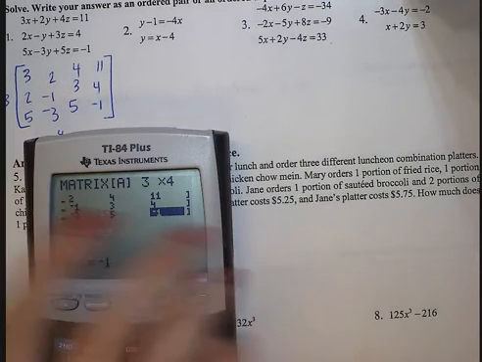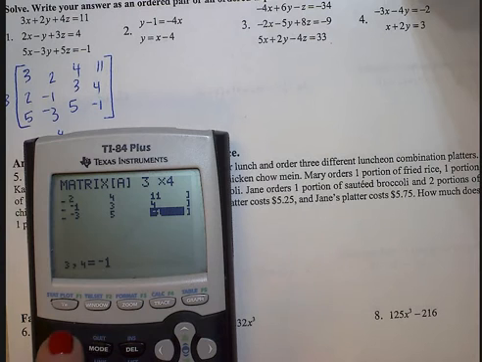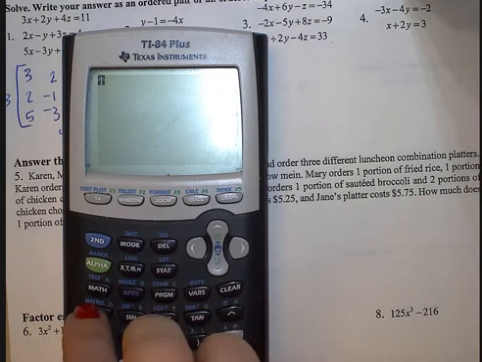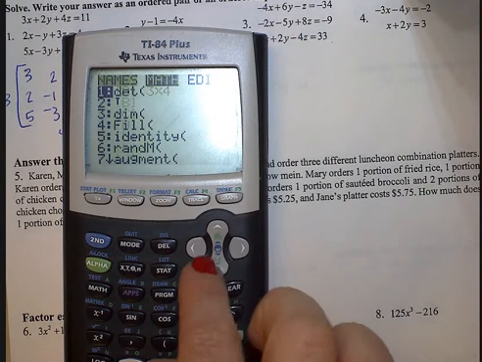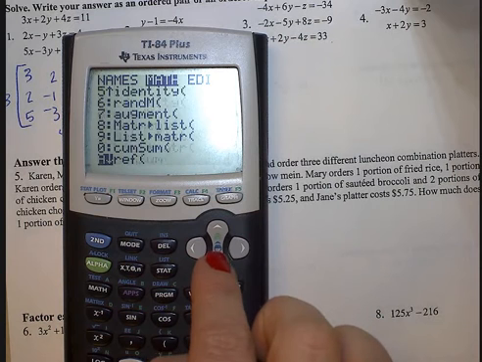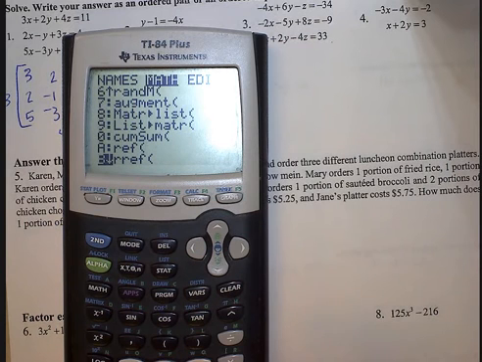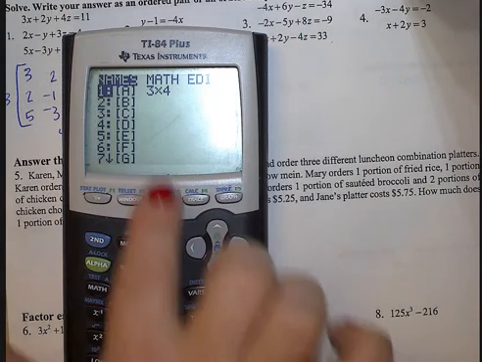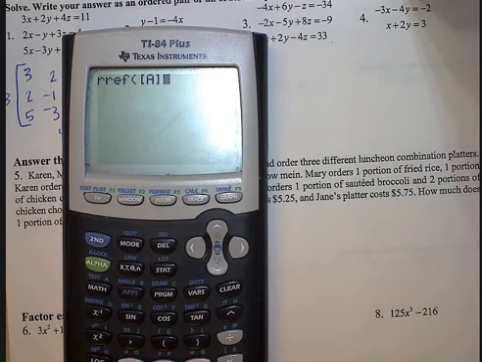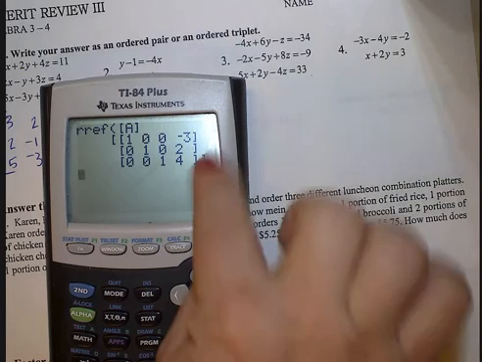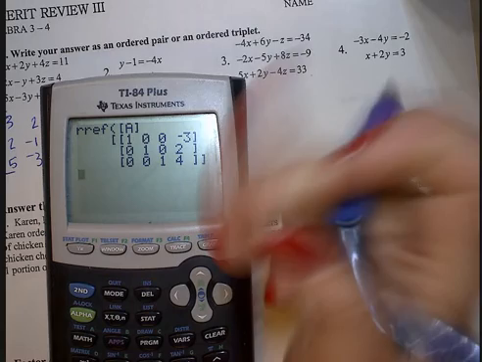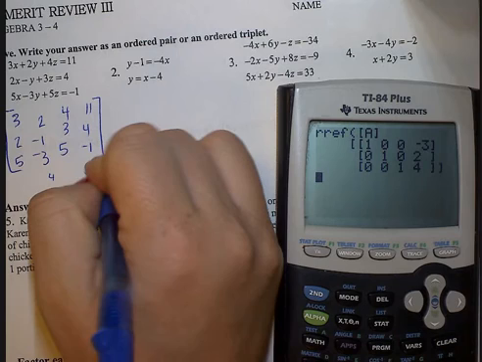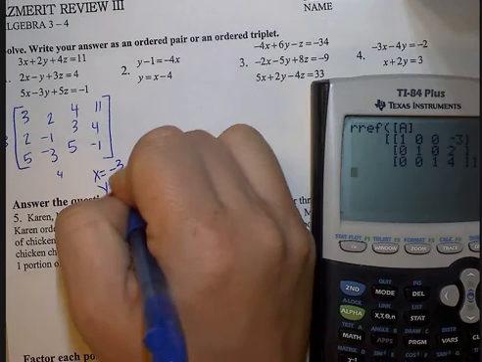Okay, once you've plugged everything in, you're going to do second quit. We want to go back into matrix, second matrix, and go to the math, and we want to find RREF. And we want to go back and get the matrix we previously did, so second matrix. A is highlighted. Press enter. And the numbers in the final row are going to represent your x, y and z. So x is negative 3, y is 2, z is 4.